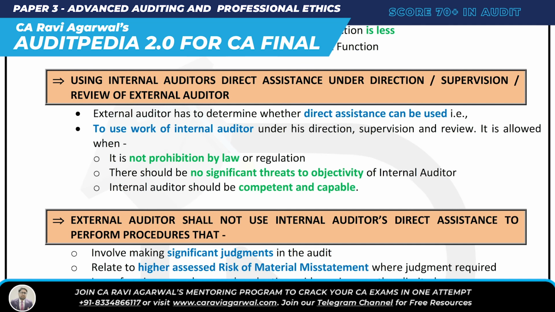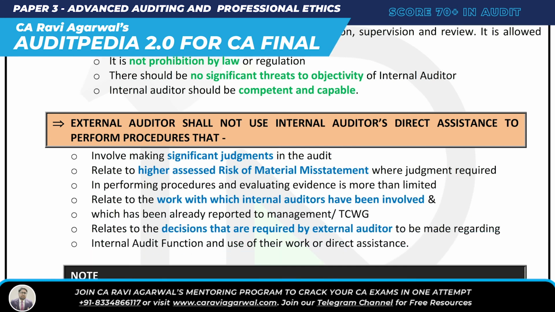Listen, the external auditor has to determine whether direct assistance can be used under direction, supervision, and review. Direct assistance is allowed when it is not prohibited by law, number one, and there should be no significant threat to objectivity. Perfect. And he should be competent and capable. Who? The internal auditor, obviously. So it is not prohibited by law, there should be no significant threat to the internal auditor's objectivity, and this internal auditor should be competent and capable.